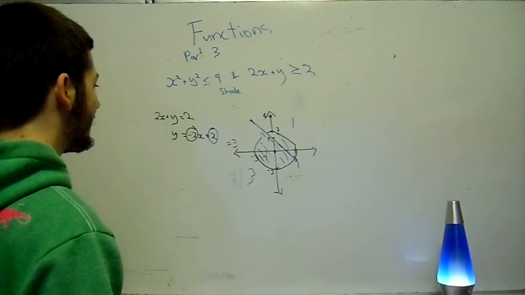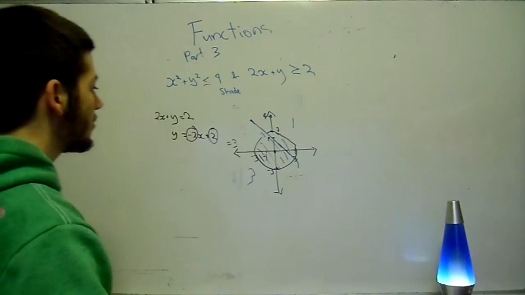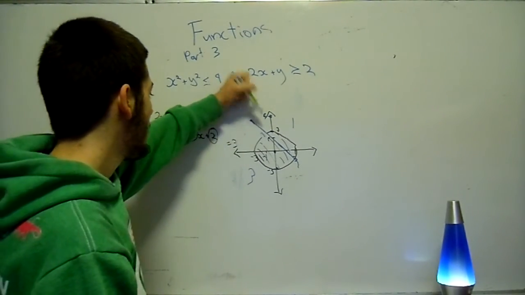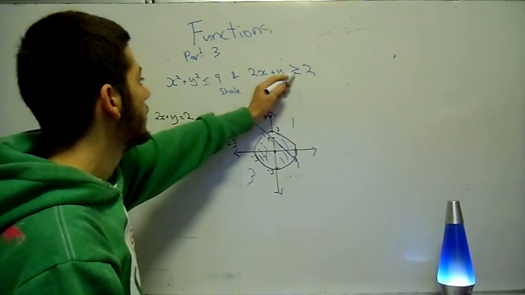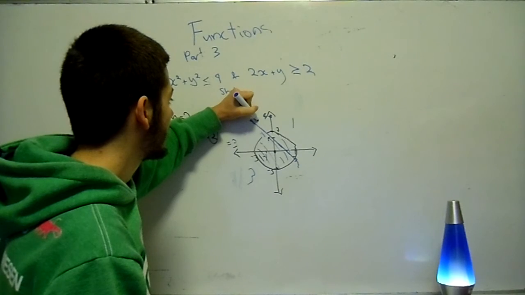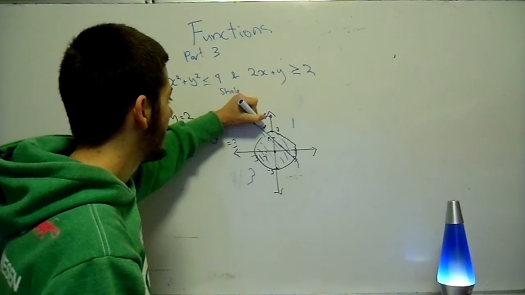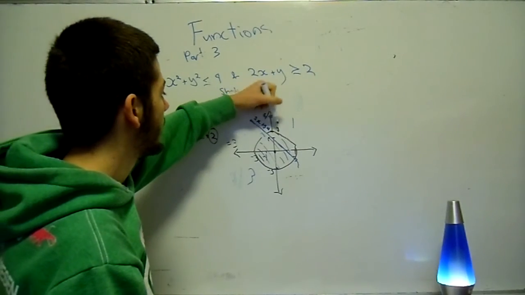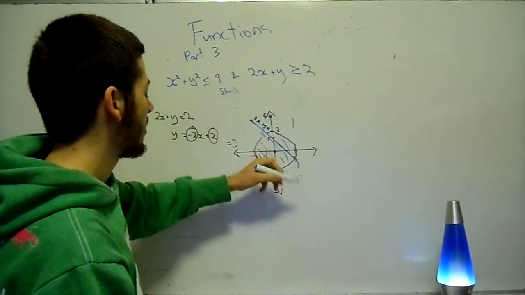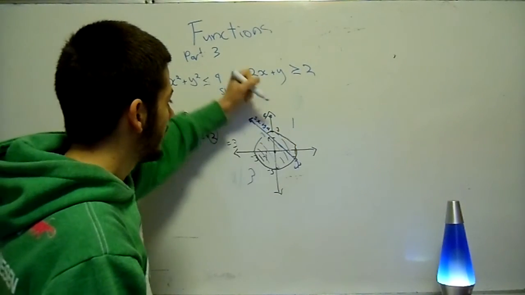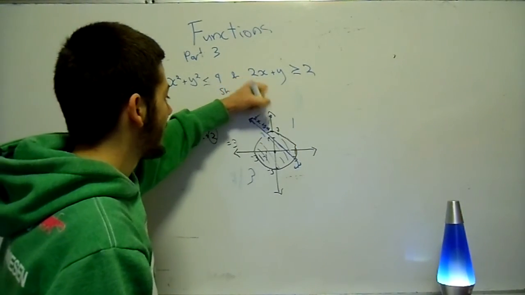Alright, and now that you've got that, you just have to shade the area in which these both overlap. So normally if it would just be greater than 2, this line's the 2x plus y is equal to 2. Normally if it's just greater than, you just put that with the dotted line. Because it's greater than or equal to, you have a straight line, and you shade it out like that.